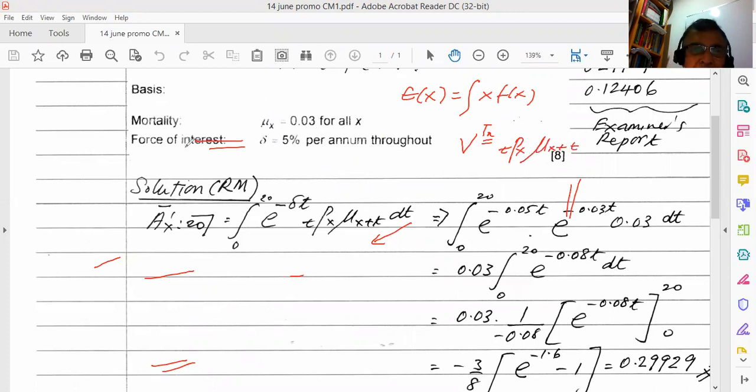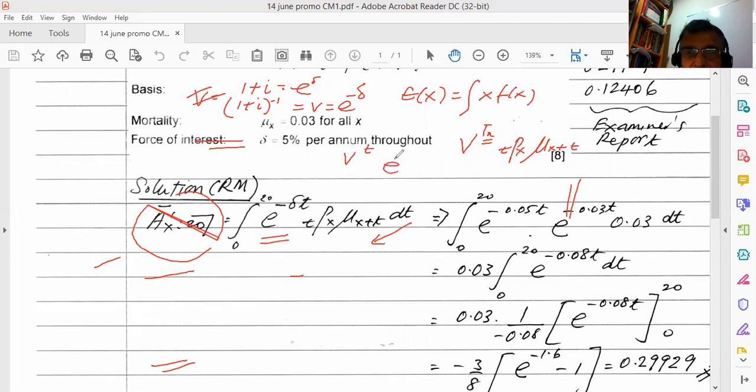Because we are given the force of interest, we will write v as, remember, 1 plus i is e to the power of delta. So 1 plus i raised to the power of minus 1 will be v, which is e to the power of minus delta. To find this expected present value, all you have to do is include your v to the power of t, which is e to the power of minus delta t, and your density function, which is tpx mu x plus t. This is your discount function, and this is your density function of Tx.